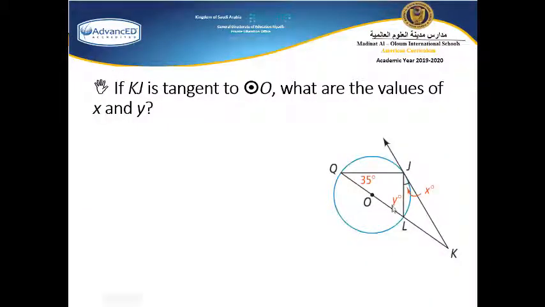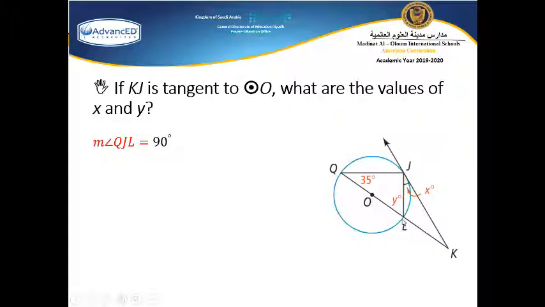Let's solve this example. Here we have tangent KJ, tangent to the circle O. What are the values of X and Y? Looking at the angle QJL, this is an inscribed angle in a semicircle, so its measure equals half the semicircle, which equals 90 degrees.